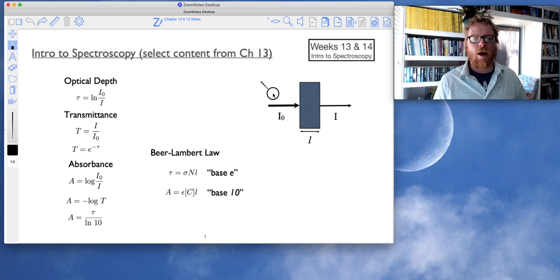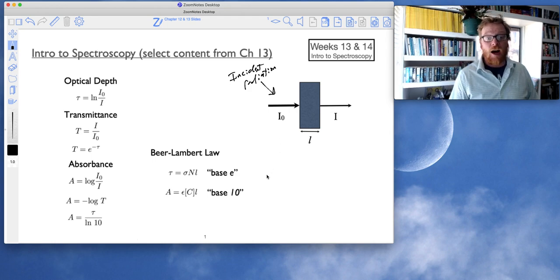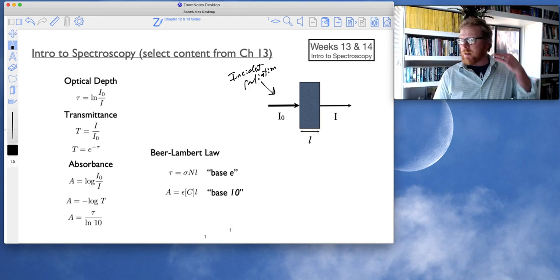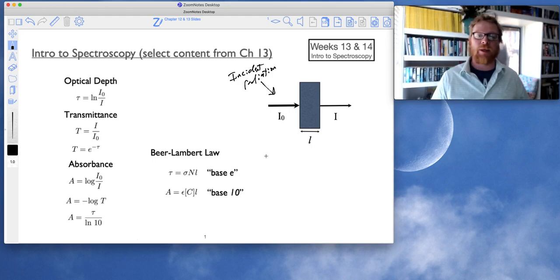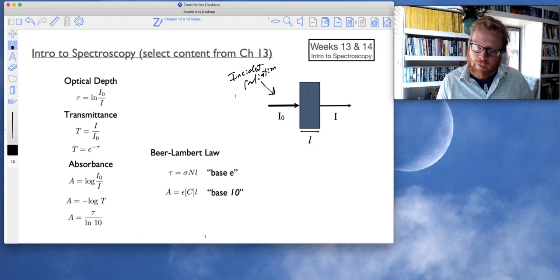So I0, this is what we call the incident radiation, and that could be ultraviolet, visible, infrared. So we're just going to say generically that this could be any incident electromagnetic, let's put that qualifier in, EM radiation. When we have an absorbing sample, the intensity of this light will decay exponentially through the sample as it passes through.